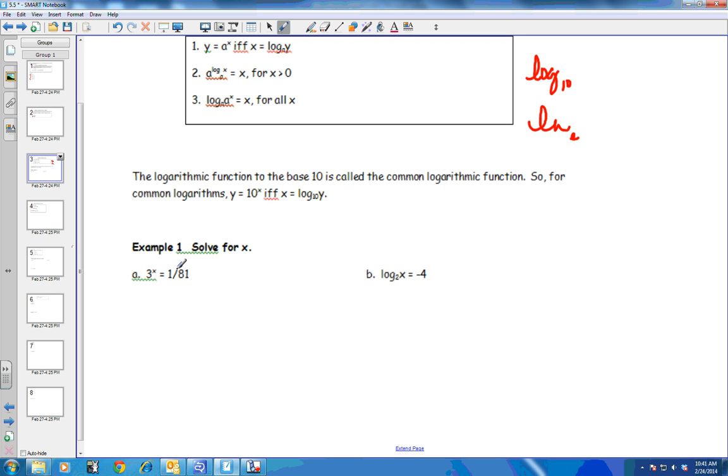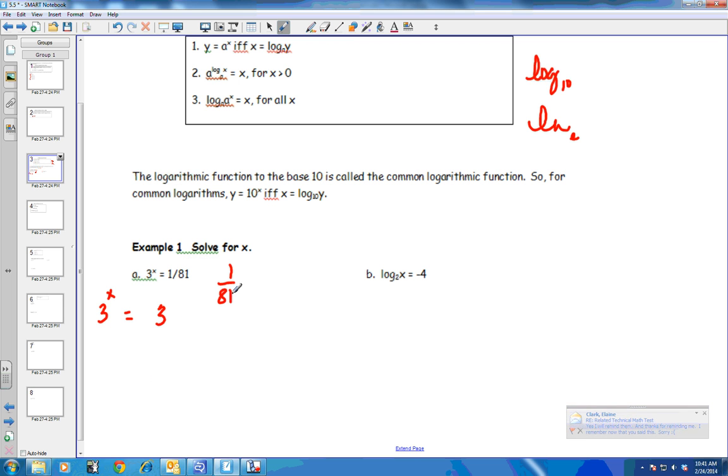I have 3 to the x equals 1 over 81. One way you could solve this is, in Algebra 2, I learned that you need to write both sides with the same base. Well, my base on the left-hand side is 3. So that means I need to write 1 over 81 as 3 to some power.